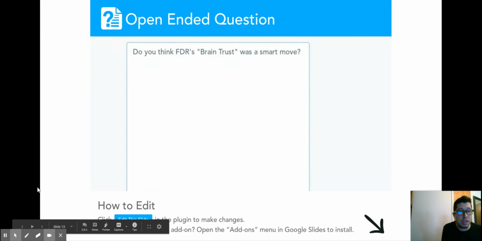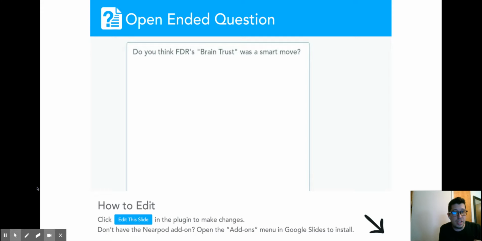And then this is going to be the last slide I show you on this particular flip. Do you think FDR's brain trust was a smart move? And again, I want one or two sentences, kind of like a do now, just to make sure that you're keeping track as we're going.